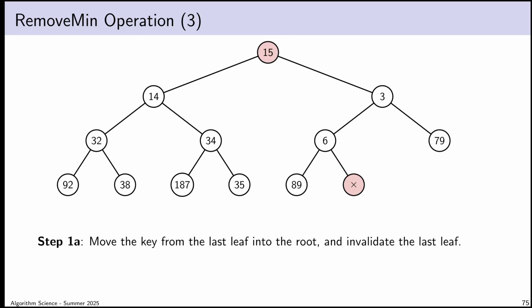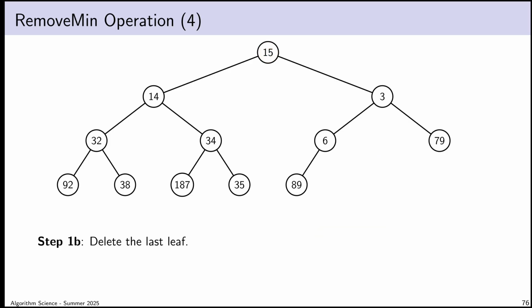Okay, so I'll call that step 1. Step 1A is grab the key that's in the last leaf and just put it in the root. That way we're not losing it. And then step 1B is, so now this leaf contains nothing. It's sort of an invalid leaf or a degenerate leaf. Now I can just get rid of it. It contains nothing useful. Okay, so step 1B, just get rid of that leaf. So now I have a tree that looks like what I want, except that the heap property may be violated.